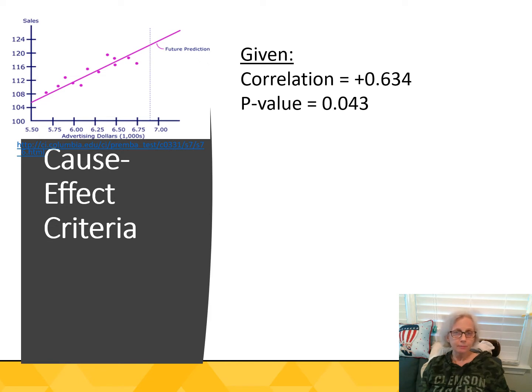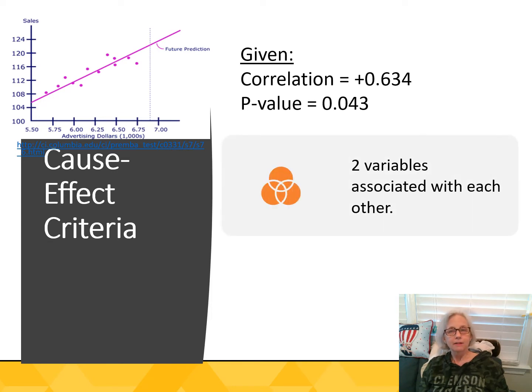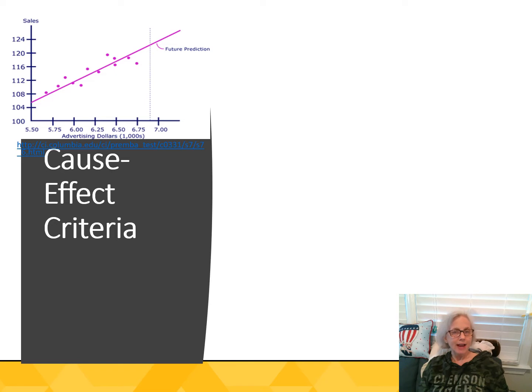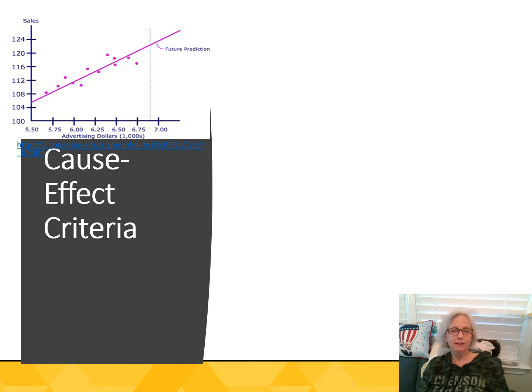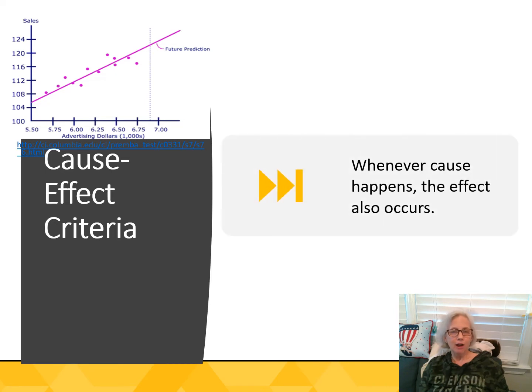Let's look at our very simple example and see if the cause-effect criteria may be met. Given that the correlation between sales and advertising dollars is 0.634 with a p-value of 0.043, which is less than or equal to 0.05, the first cause-effect criterion is met. We measured the advertising dollars at the beginning of the year and the sales at the end of the year. So in this case, the cause happened before the effect. Every time we increased our advertising budget, there was a concomitant increase in sales.